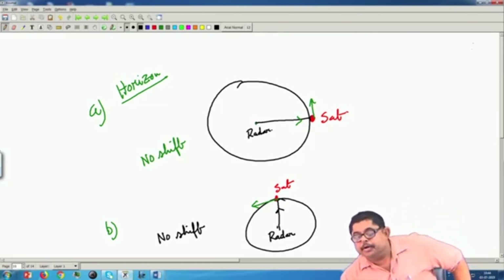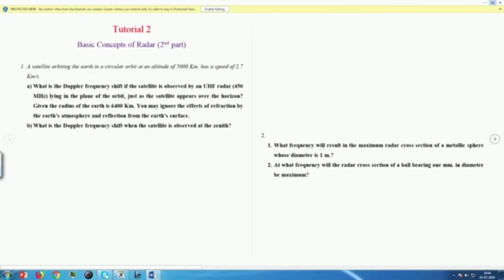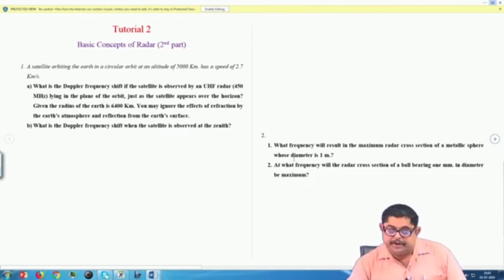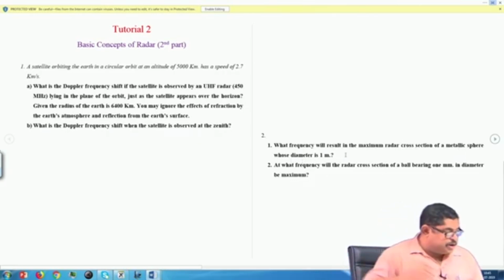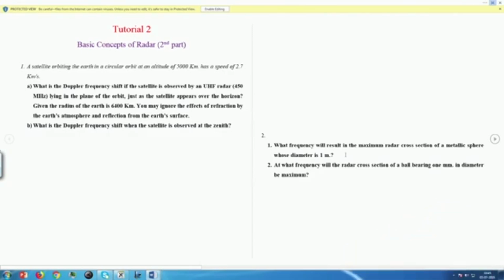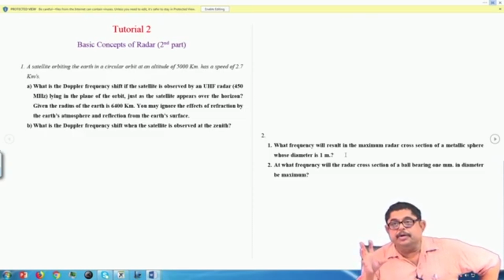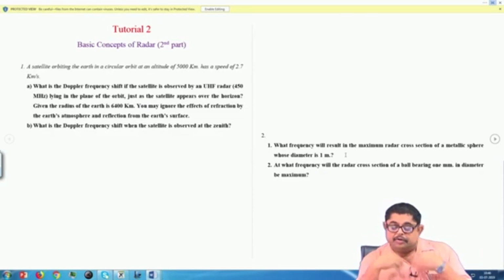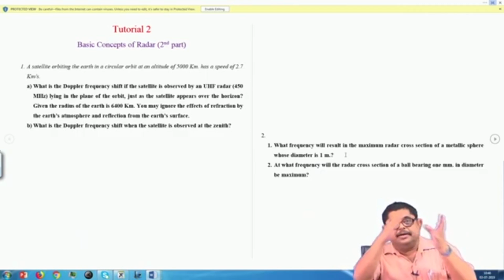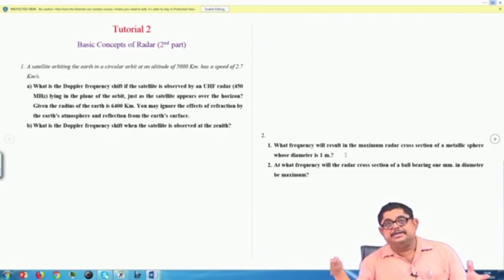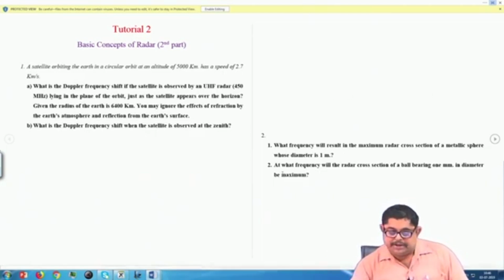Okay. So, next problem, what frequency will result in the maximum radar cross section of a metallic sphere whose diameter is 1 meter? So, you have a metallic sphere. Now, at what frequency? Because we have seen that graph, how a sphere's RCS varies with the radius of the sphere. So, based on that you will have to answer this.